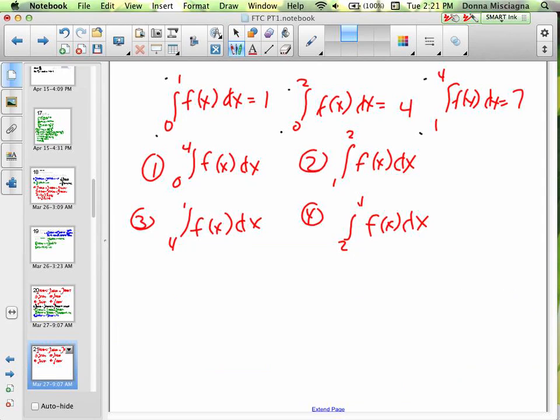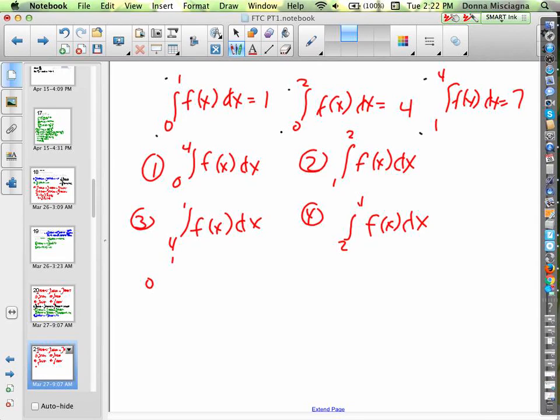I want to be a little creative here. We want to get from 2 to 4. We got from 0 to 1. We got from 0 to 2. We got from 1 to 4. But we want from 2 to 4. So let's see here. We can put the one with the 0 to 1 and the 1 to 4 together, right? But if we were to subtract it, that wouldn't give us 2 to 4.